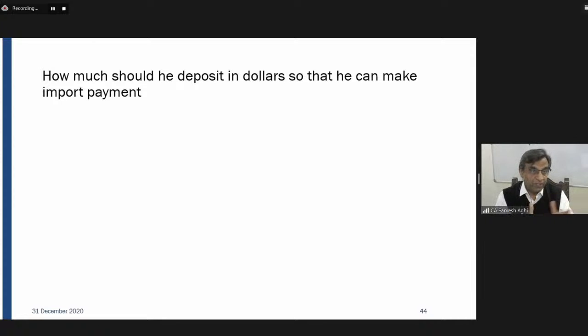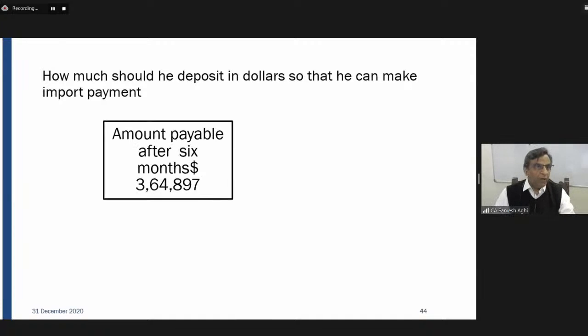We are just taking a reverse here, because ultimately, he's going to borrow in pounds, convert that in dollars and invest in dollars, and then the money grows so that he can pay his import liability. So how much should he deposit in dollars so that he can make the import payment? Remember, we start here from the reverse always to make the matter simple. Amount payable after 6 months is 3,64,897. So this is the money which is payable after 6 months.